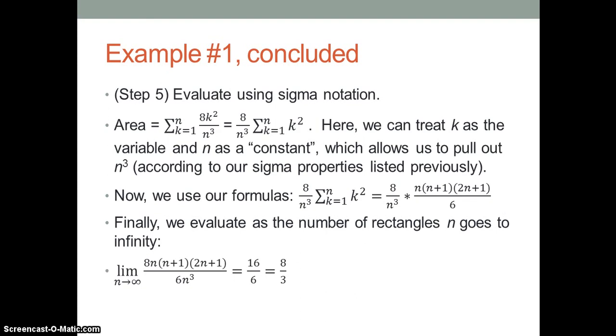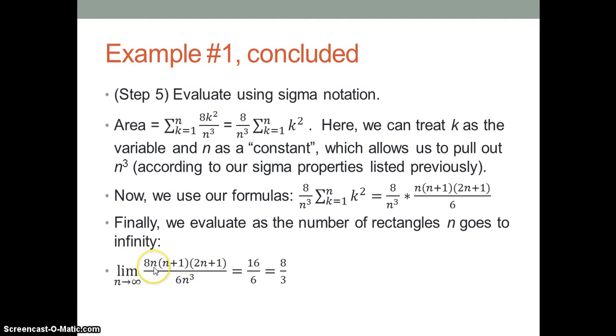That's where our knowledge from a previous reading quiz, number 2, comes in handy. If we do the limit as n goes to infinity, as the number of rectangles increases without bound, and our widths get really, really tiny, we get the limit as n goes to infinity of 8n times (n plus 1) times (2n plus 1) all over 6n cubed.